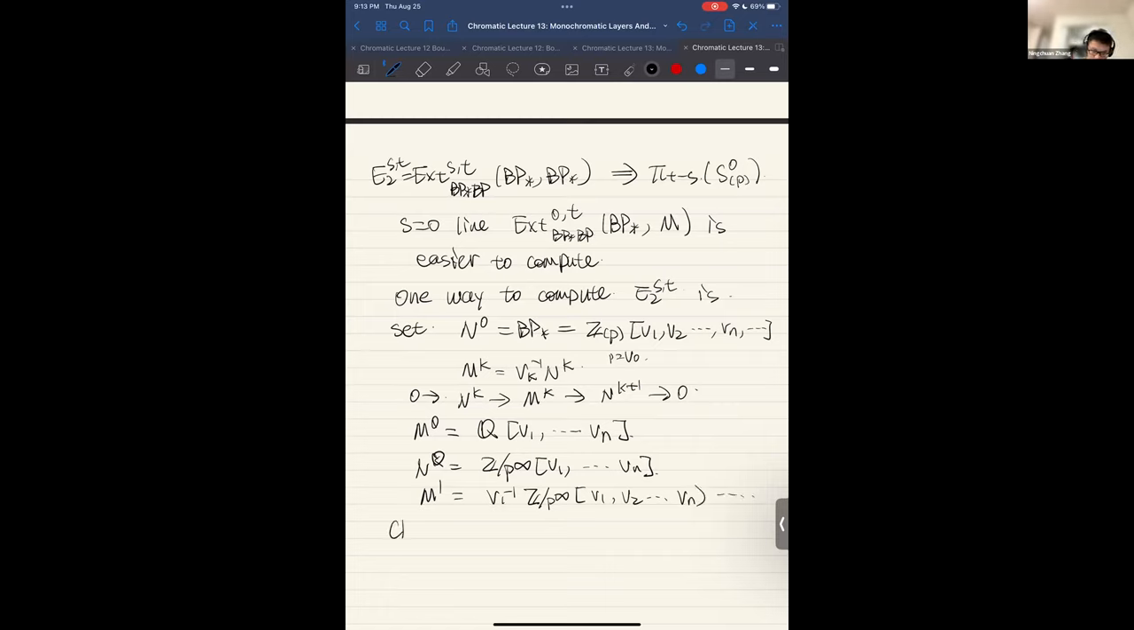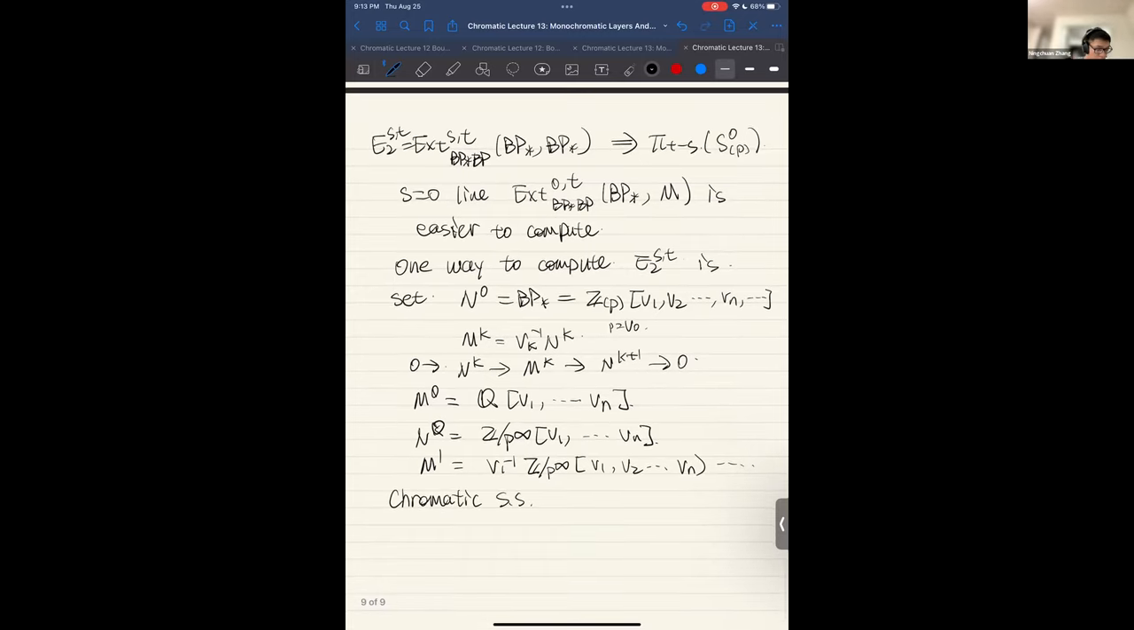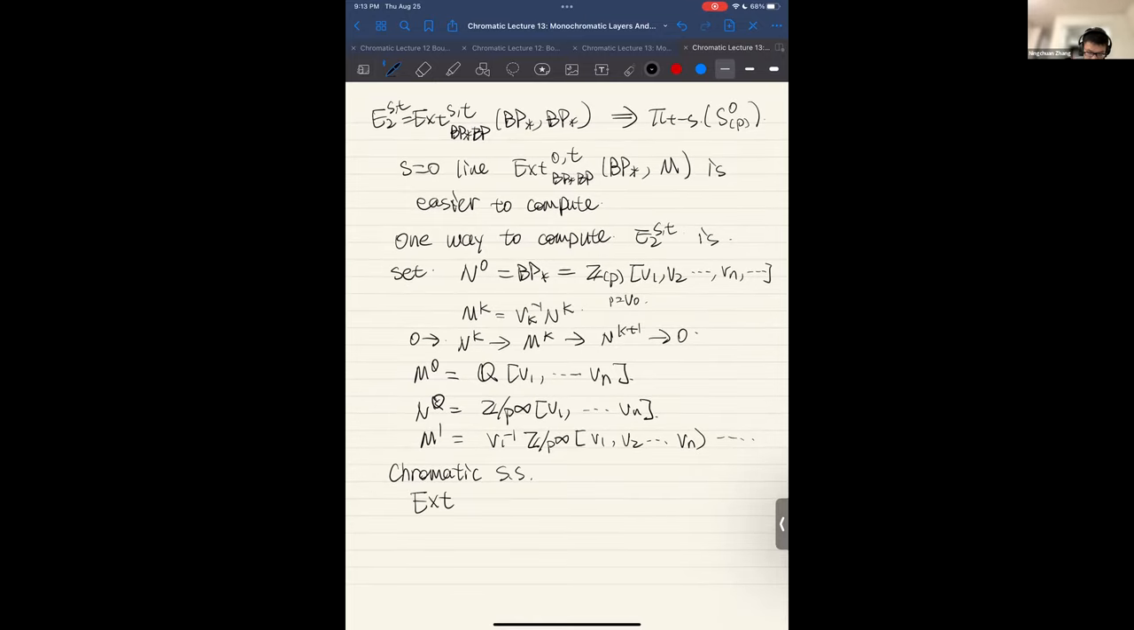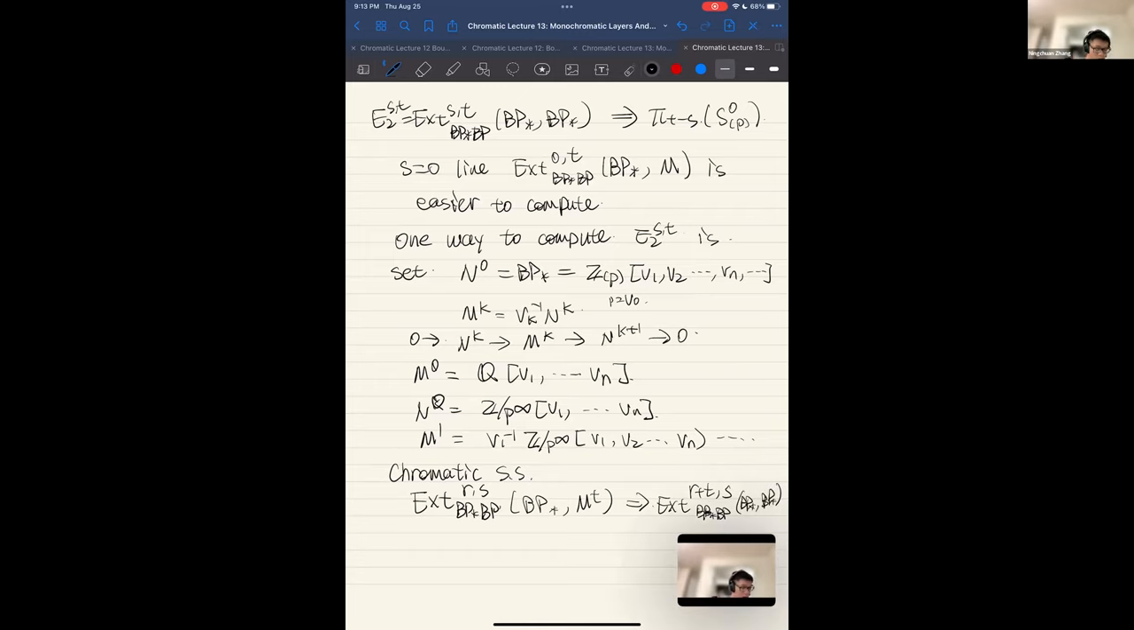And the upshot is that there's a chromatic spectral sequence. I don't know if this is the earliest occurrence of the word chromatic in this context, which says that we have a spectral sequence whose E2 page is as follows, and it computes this E2 page of the BP based Adams Novikov spectral sequence, with BP star BP. So one question is, can we realize this construction topologically?